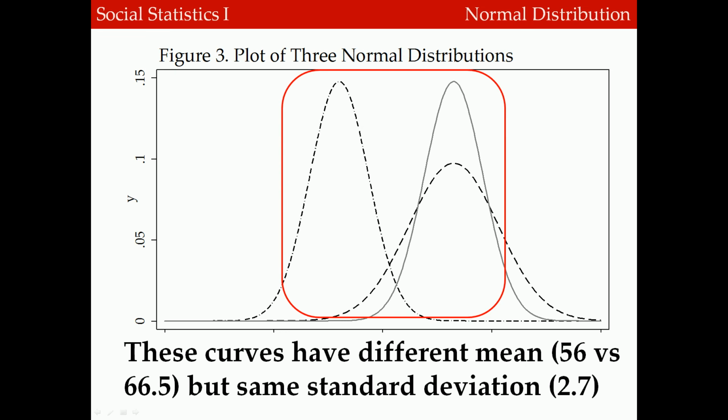These two curves have the same standard deviation, 2.7, but they have different means. So you can see that the curve on the left has a mean of 56, while the curve on the right has a mean of 66.5. The average, or mean, basically dictates the location of the curve on the horizontal axis. And as we saw earlier, the standard deviation determines how much of the area is around the mean.